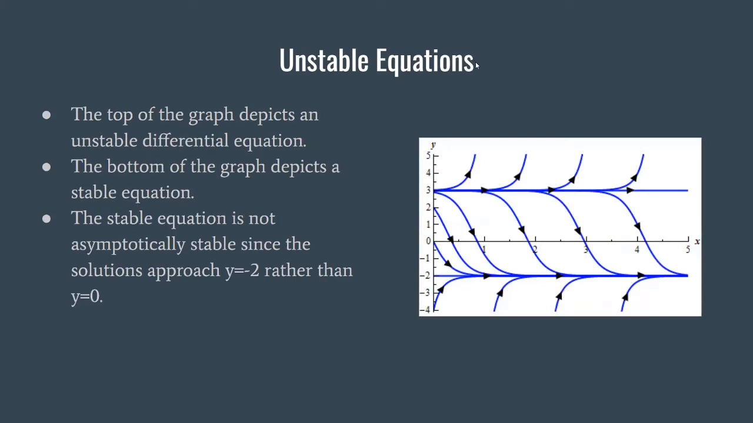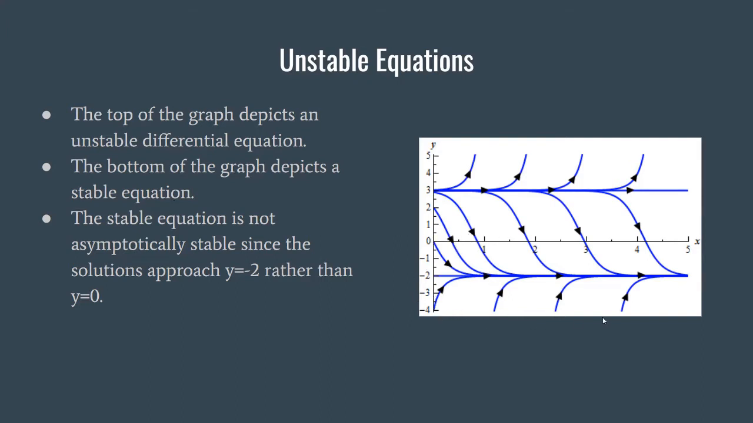Okay, more about unstable equations. At the top, this graph depicts an unstable differential equation. You can see they are moving away from each other. Some are moving up, some are moving down, some are just staying there. The bottom of the graph depicts a stable equation. They start off from different spots, different initial conditions, then they all move up or down all the way to one specific line, aka -2. The stable equation is not asymptotically stable since the solutions approach -2 instead of 0.